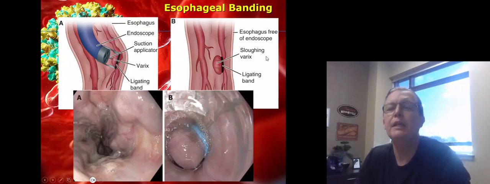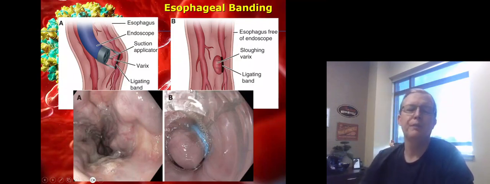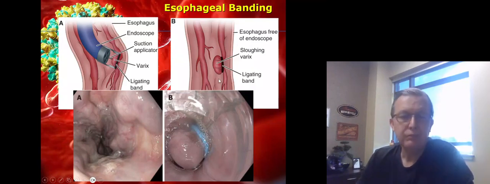As you see in picture B here, the band will tighten up and create a puckered up area, which will ultimately obstruct blood flow into this tissue. So scar tissue will form on the healthy side, and then this tissue on the inside, the banded side, will ultimately necrose and slough off and pass in the stool along with the band.